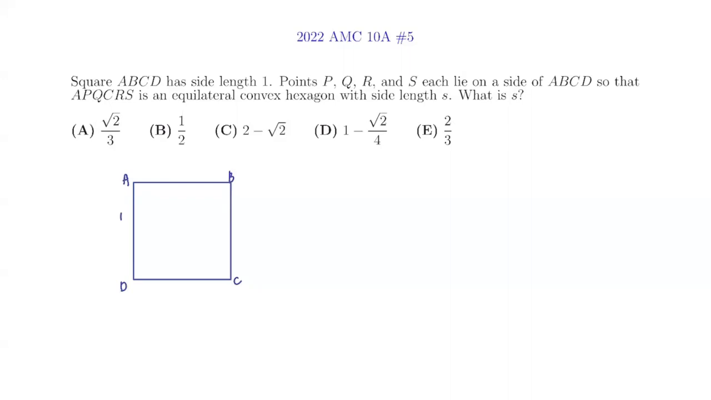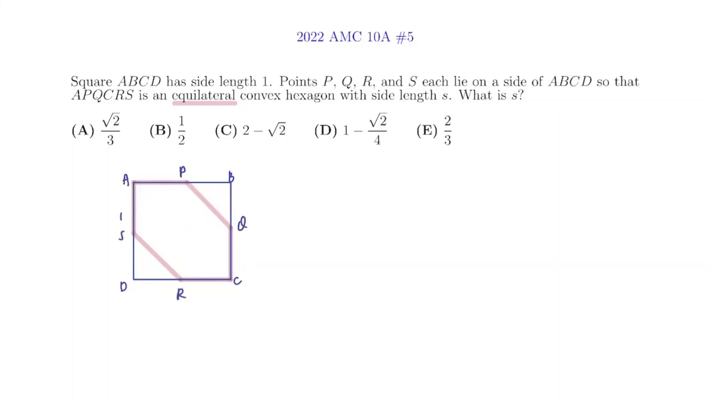We also realize that APQCRS is an equilateral convex hexagon, meaning all the sides are equal length and they take on the value of S. So to draw that out on our diagram, we realize that we have AP, PQ, QC, CR, RS, and ultimately SA. Let's label those A, P, Q, C, R, S.